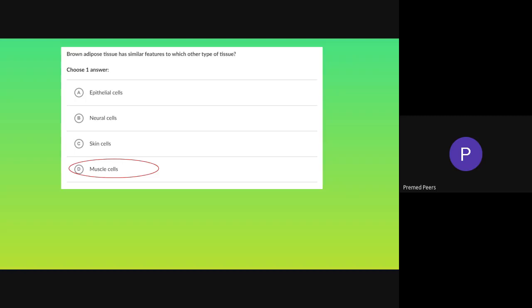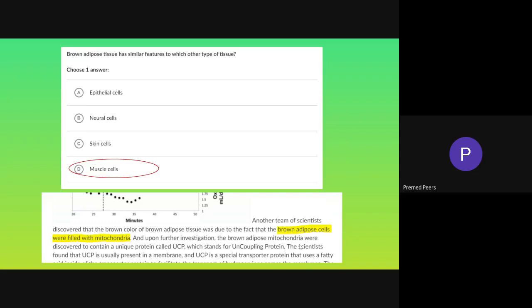It's okay, it's a hard one, but don't be afraid to make guesses. Safe space. It's totally fine to guess and get things wrong. But brown fat has a lot of mitochondria, exactly. So that is the clue here.